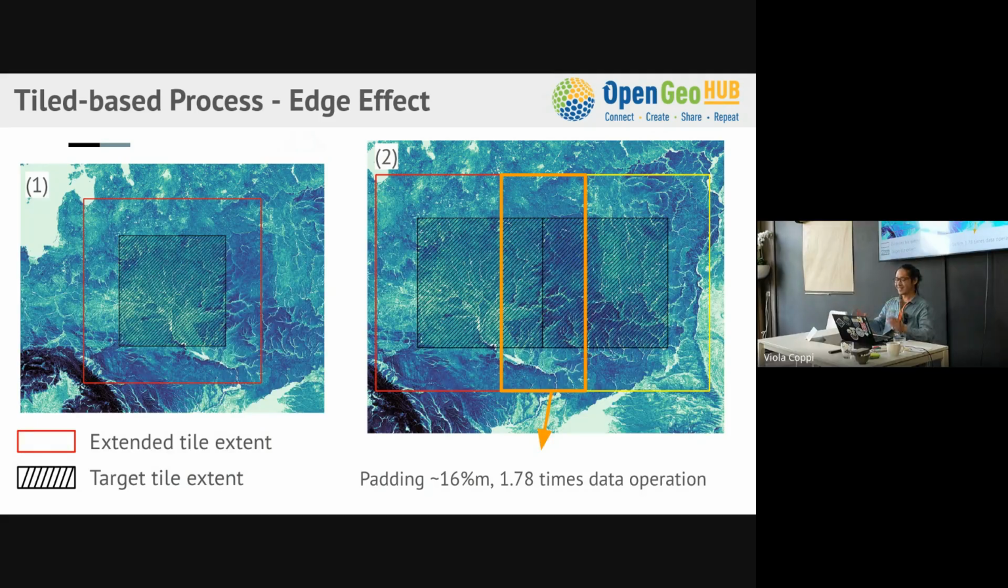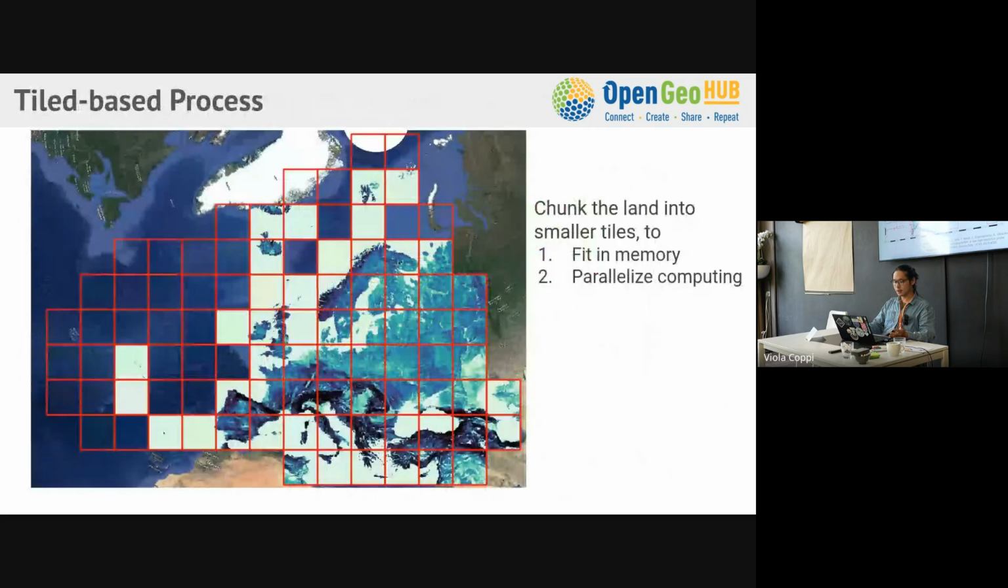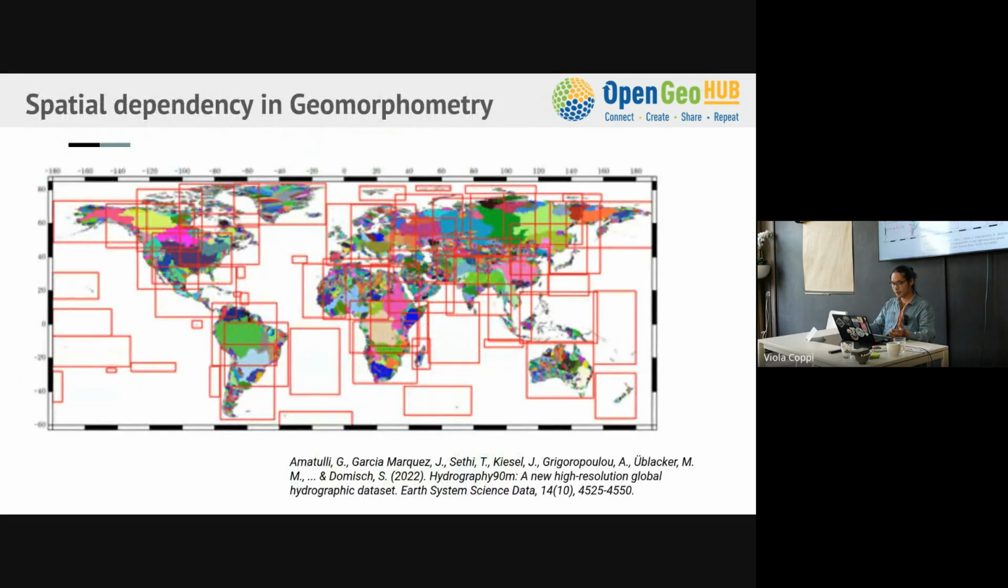In this tile, we have 16% padding. It ends up with some increase of the computation, but that solved the issue of the irregular tile effect for the geocomputing.